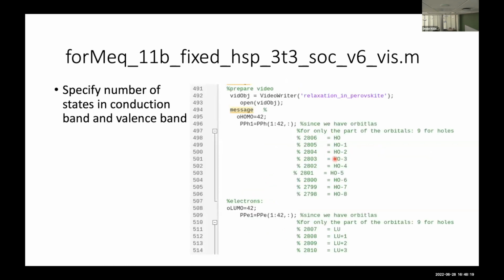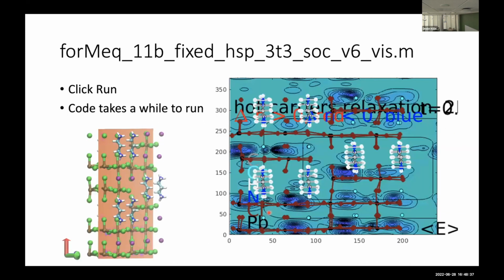So here we need to specify the number of states for the conduction band and valence band. So you see we have these numbers right here to specify that. And then you click run and hope that it works. The code takes a long time to run. If it works somewhat, it needs to be cleaned up. You get a picture of what we're seeing off to the left, but not to the right here.